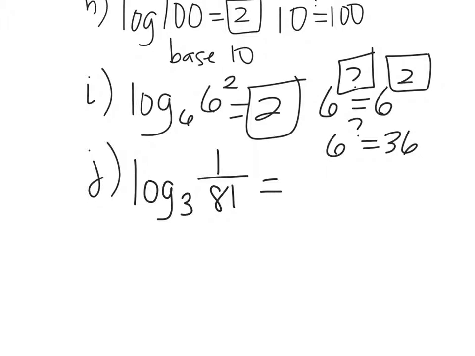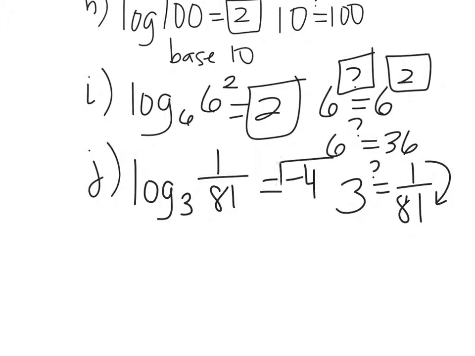Yeah. Almost. You're on the right track. I think 3 to the what is 1 over 81. So you know 3 to the 4th is 81, but how do we get this thing into a fraction? It would be what? Negative 4. Good.